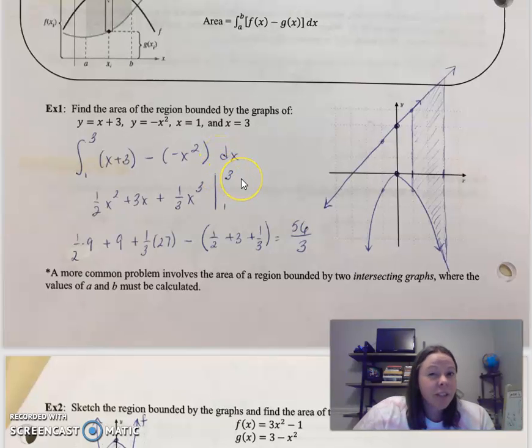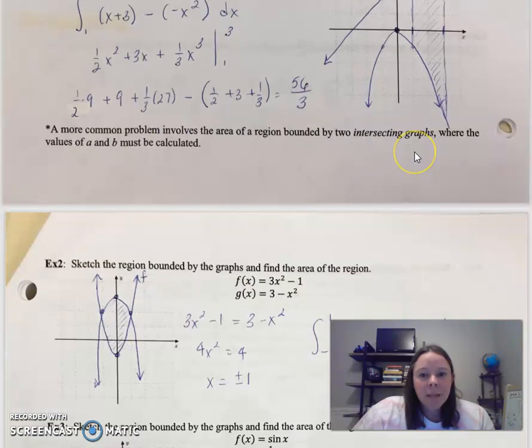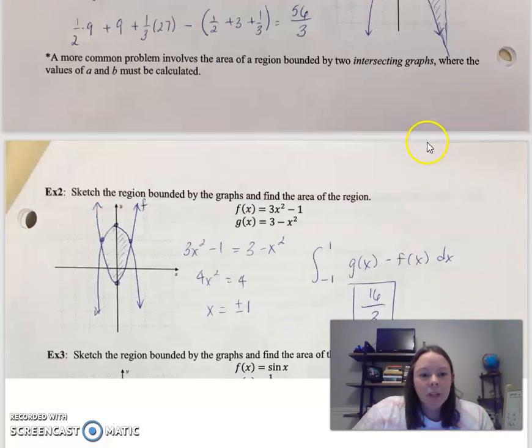Not too terribly difficult, but I think determining which one goes first is important. And if you get a negative answer, that's a good indicator you probably have these flipped. A more common problem involves the area of a region bounded by two intersecting graphs. So that's what the next one is.